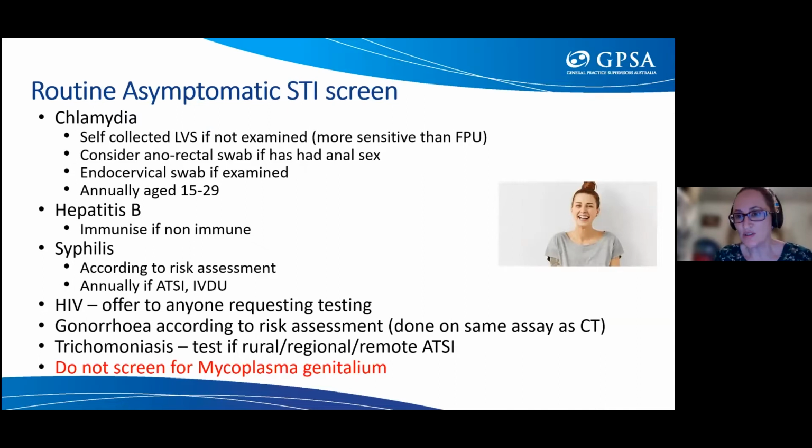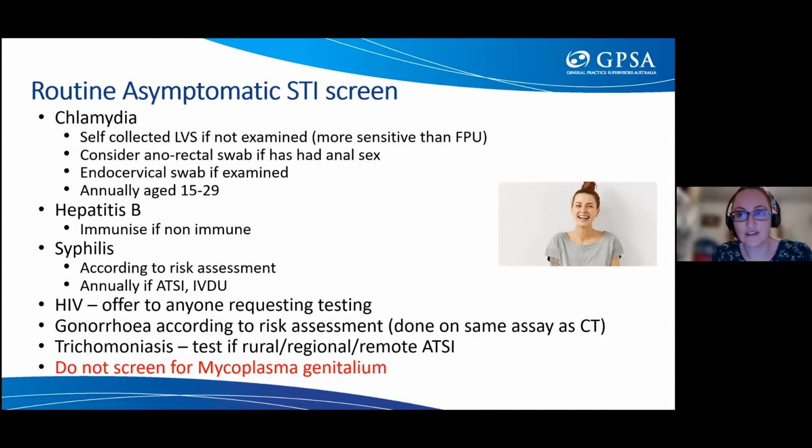So in terms of what tests we're going to do, what we've moved to for many years now is certainly for men, it's first pass urine. And as long as they've not passed urine in the last 20 minutes, you can send them to the bathroom. It used to be many, many years ago that it had to be a first morning urine for the male STI screens. But really a first pass urine can be done if it's been 20 minutes since they've last passed urine.